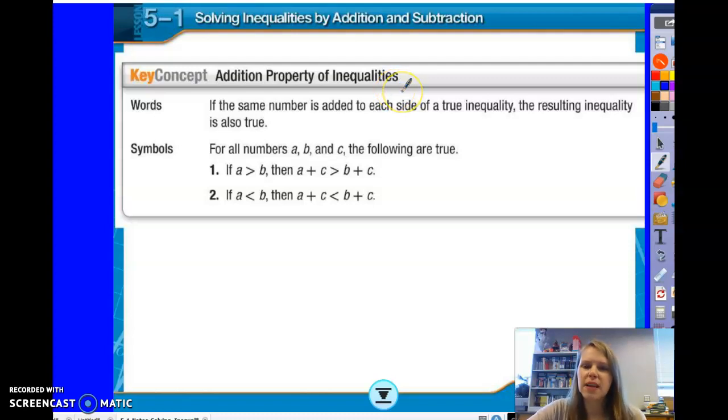Do you guys remember how, so far this year, when we're working with equations, whatever you do to one side of the equation, you have to do to the other? So if you add a number to one side, you have to add the same number to the other side in order for it to stay equal. Same here. When we're dealing with inequalities and you add a number, let's say C, to one side, you add the same number to the other side. This works because it has to be true on both sides.